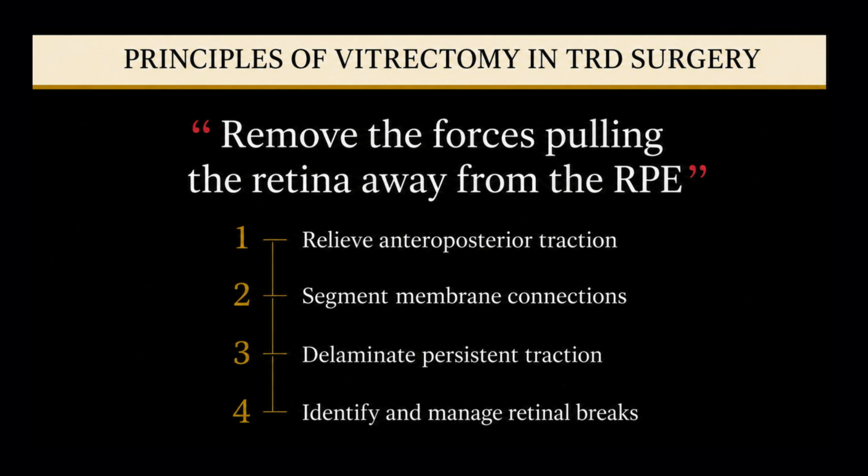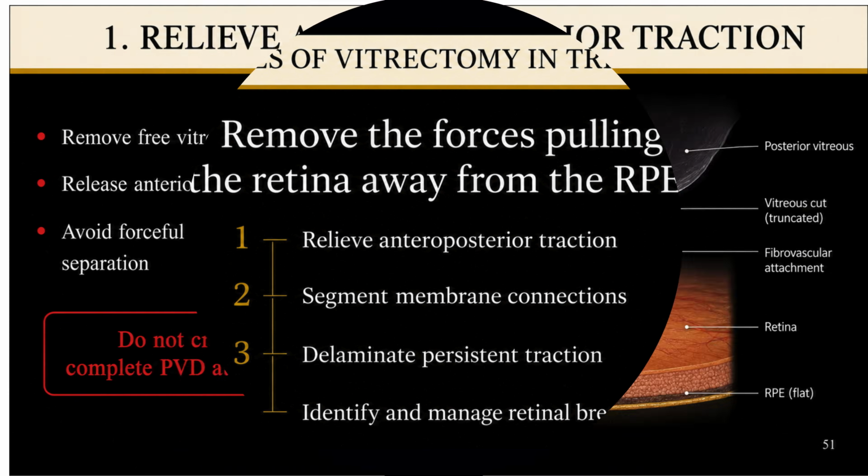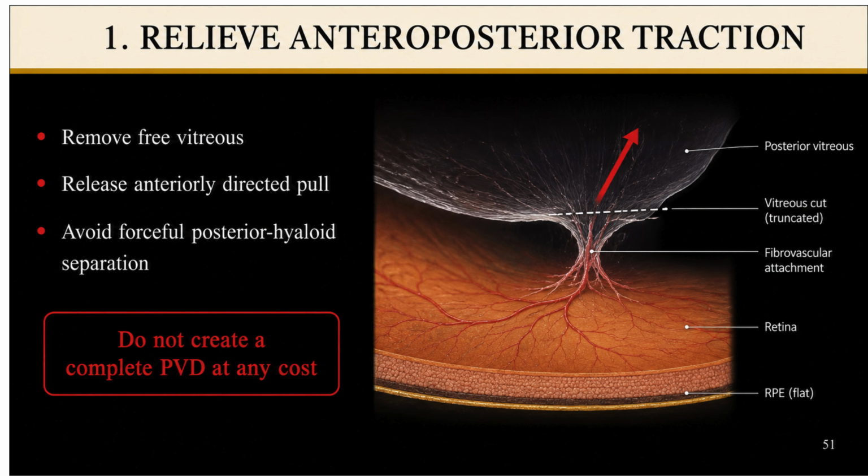The purpose of vitrectomy in TRD is to relieve the pathological traction pulling on the retina. The main surgical principles here are: number 1, removing the vitreous traction; number 2, segmenting the interconnected fibrovascular membranes; number 3, delaminating persistent tractional tissue wherever necessary; number 4, identifying and managing the retinal breaks. Let us understand each step one by one.